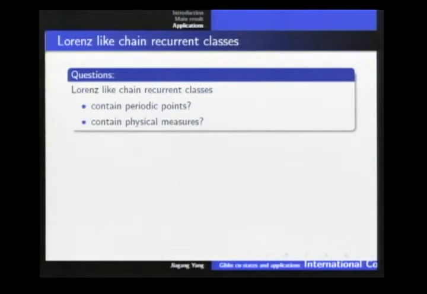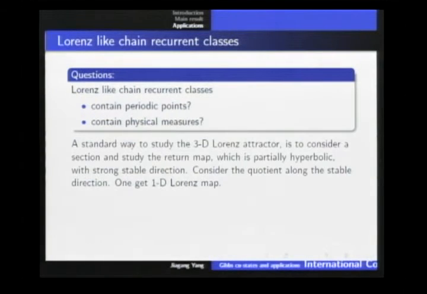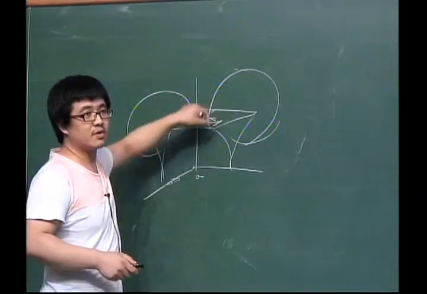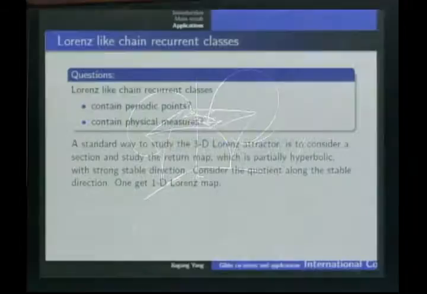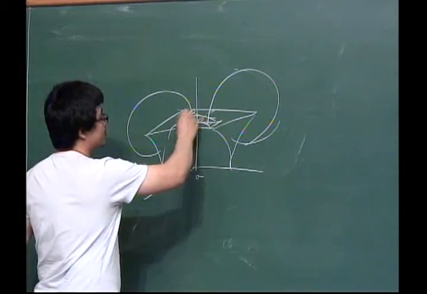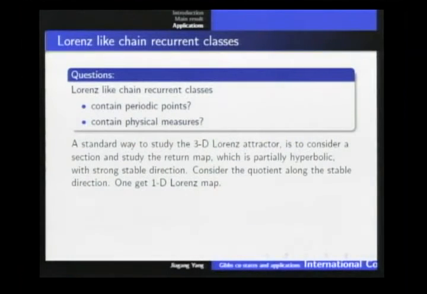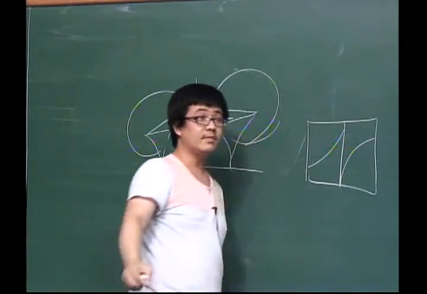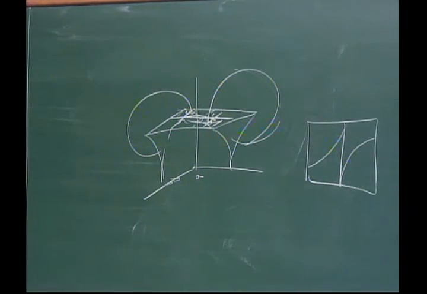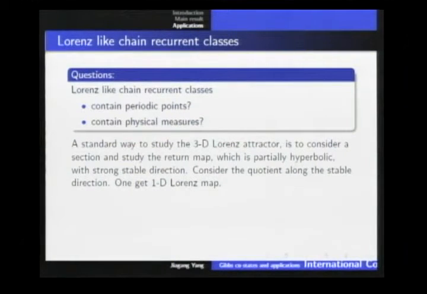These two problems have some good results and good understanding in the three-dimensional case. Our standard way to study the three-dimensional Lorenz attractor is to consider a section, like the section here, and consider the Poincaré return map. The Poincaré return map is partially hyperbolic, with strong contraction here and a strong lamination here. Then you take the quotient along the stable foliation, and you get a one-dimensional map. The one-dimensional map should be like this. And then people study the one-dimensional case and come back to the two-dimensional and then back to the three-dimensional. This is the standard way, coming from the 1979 contracting geometric model of the Lorenz attractor.